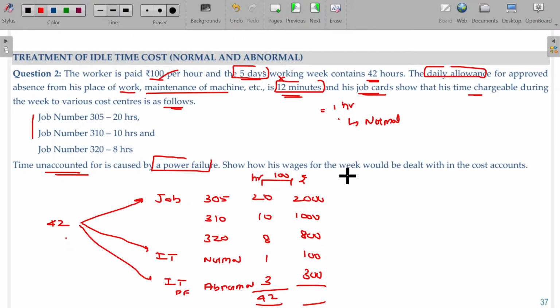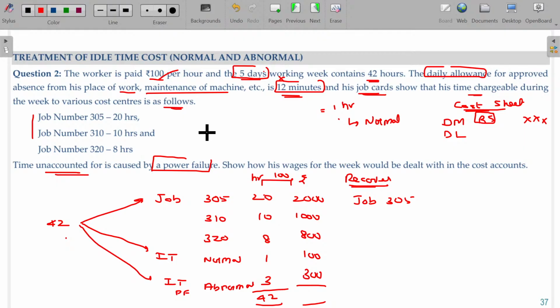Now, how do we recover this? How do you recover this? This will be recovered in job 305. While billing job 305, I add this one. How can you prepare the cost sheet? Remember, the cost sheet chapter we have studied. There in direct material, based on requisition slip number, we find out the direct material cost for the concerned job. And in case of direct labor, using the job card.